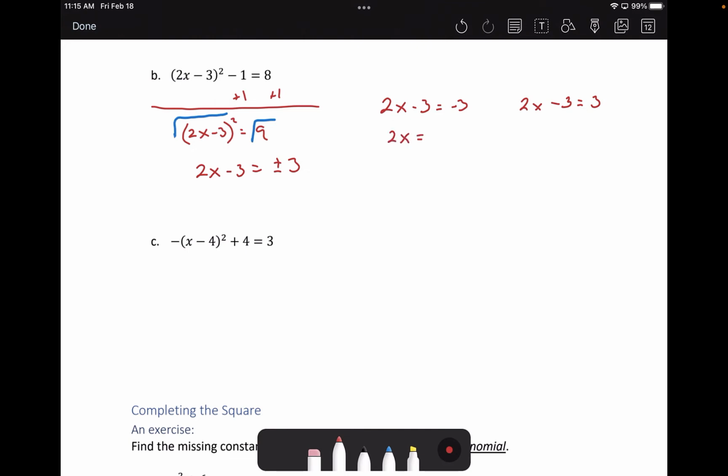Add 3 to both sides. In the first equation, we get x is equal to 0. Add 3 to both sides over here as well. Divide by 2, and we get x is equal to 3.